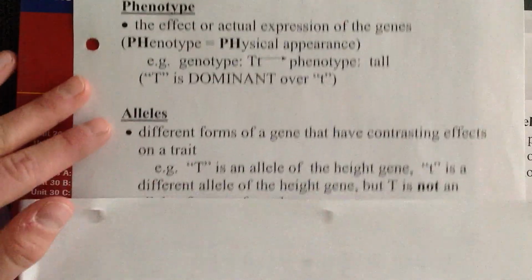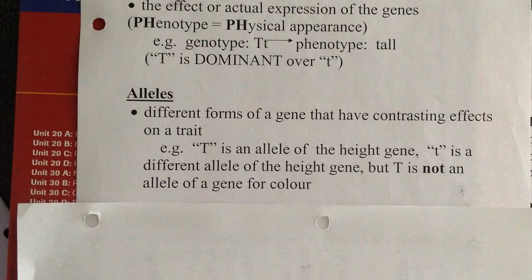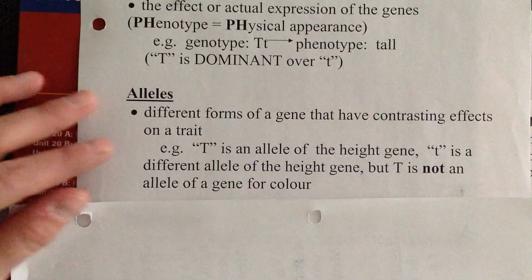So alleles are basically going to be the versions of one of these gene expressions. We're only really talking about the height of the plant, but the alleles can be that big T for the tall plants, little t for the short plants.